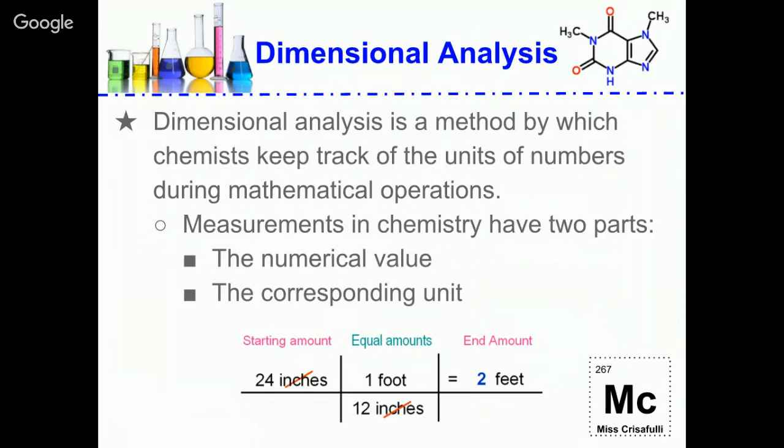So when we multiply this into our calculator, we're going to put 24 times 1 divided by 12, and that's how we get the 2. And then since inches cancels, our ending unit would be feet, or foot if it was singular.